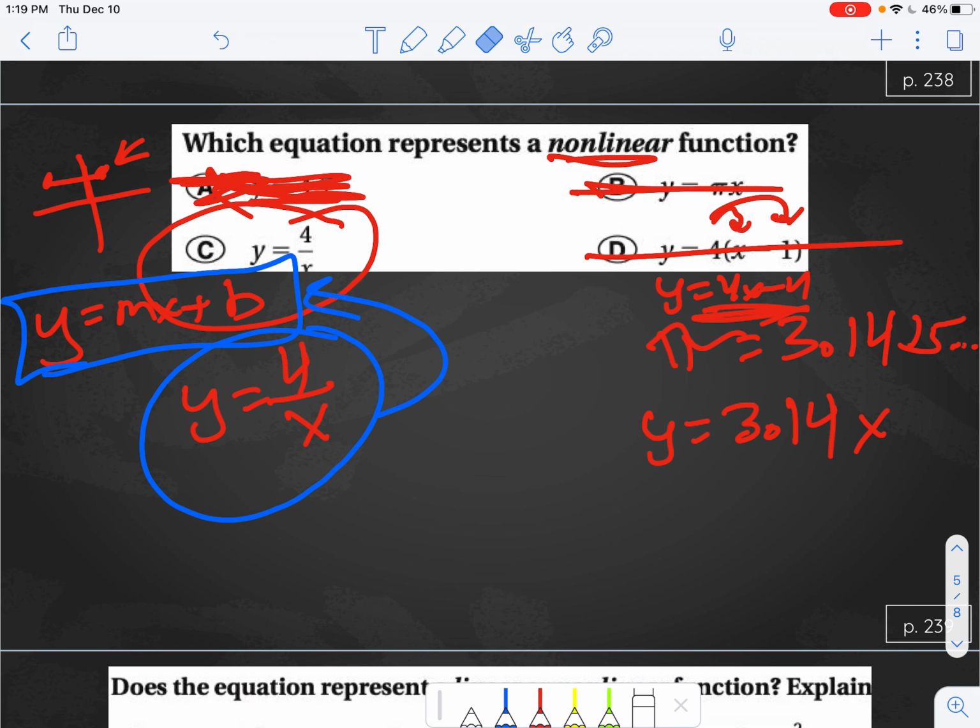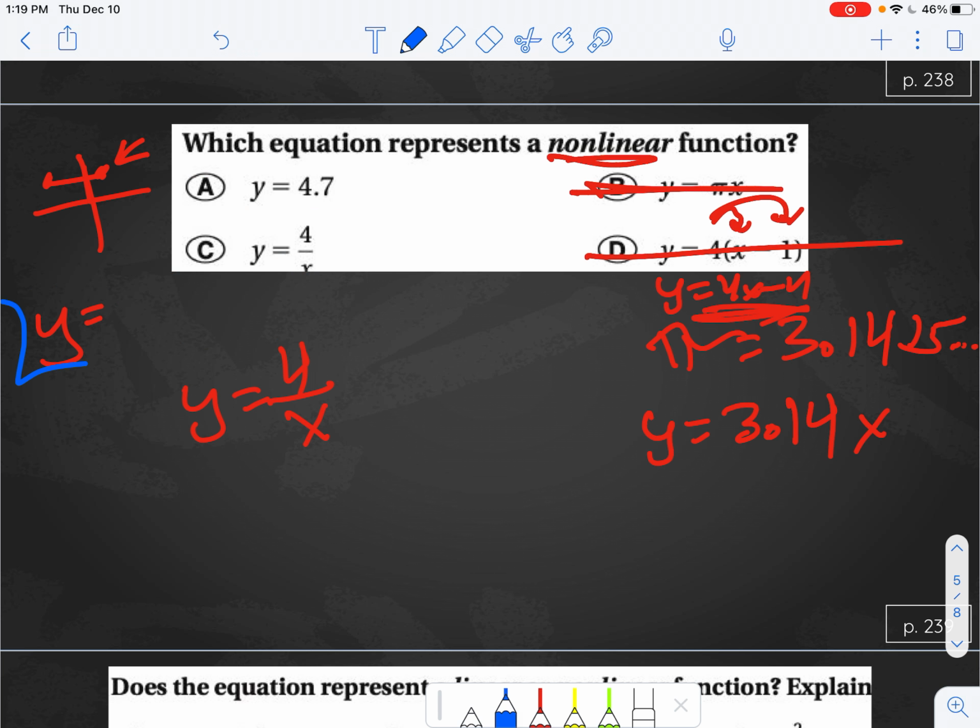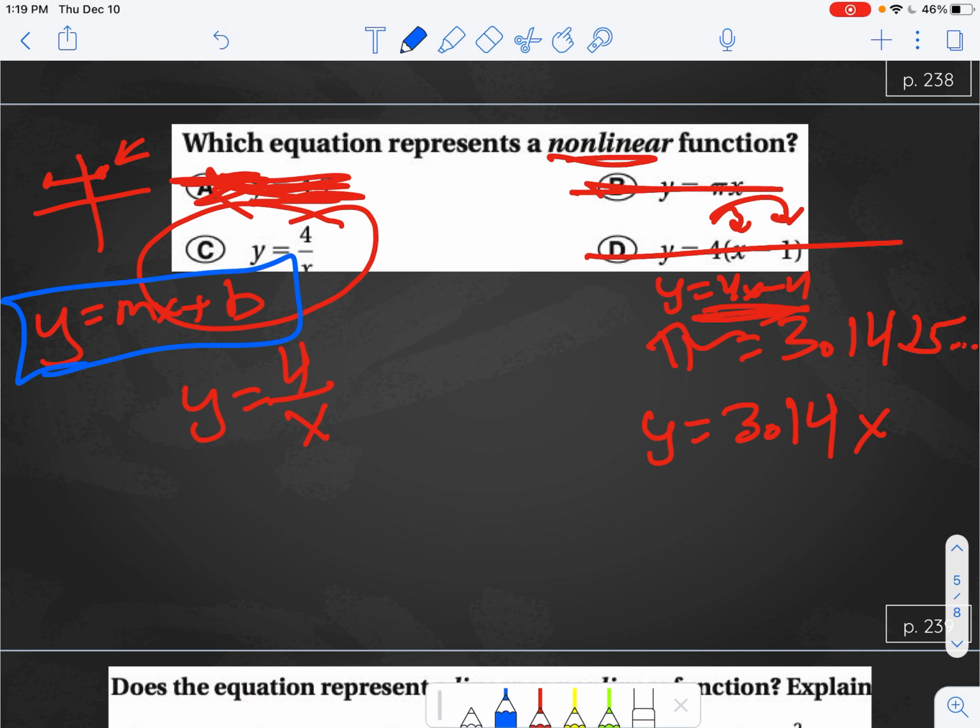And if you were seeing this on a homework problem and you couldn't figure it out, you say, I think it's this one, but I'm not really sure. What you can do is just make a little table.